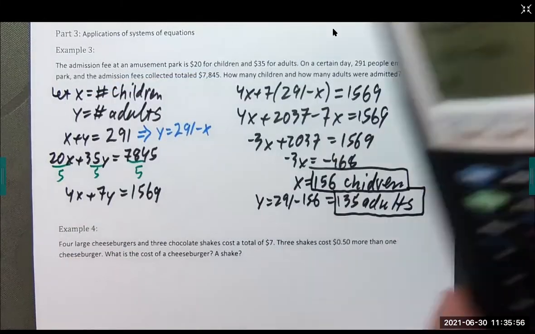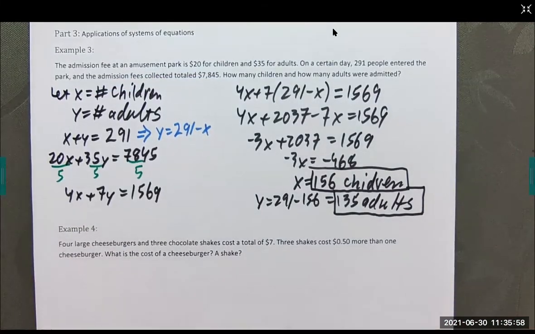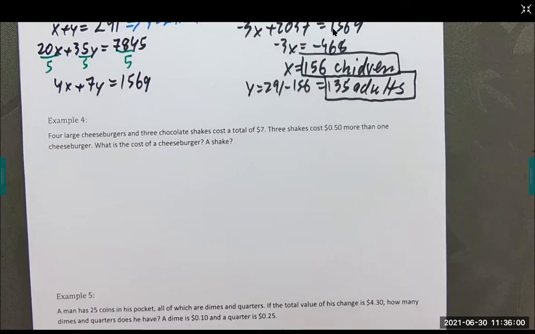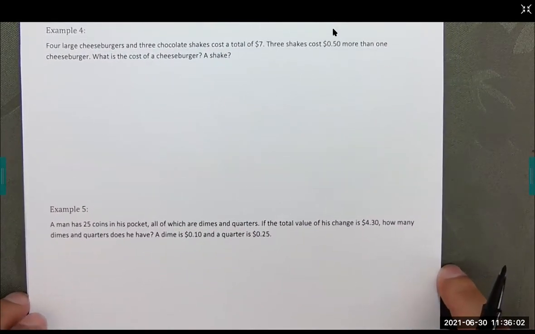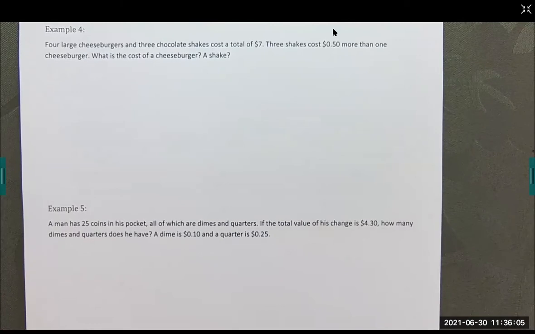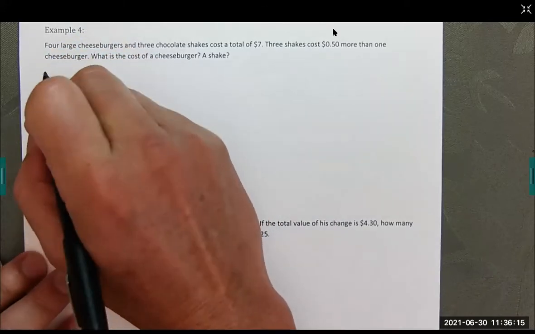Not so bad. To me, the setup is where it gets a little tricky. All right, next example. 4 large cheeseburgers and 3 chocolate shakes cost a total of $7. Wow, that's really cheap. 3 shakes cost 50 cents more than 1 cheeseburger. What is the cost of a cheeseburger? And how much is a shake?